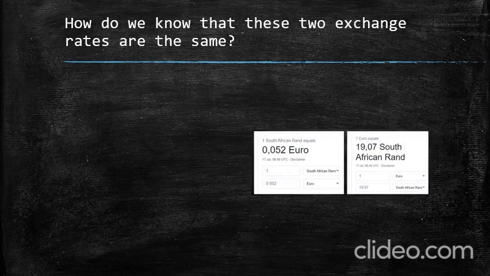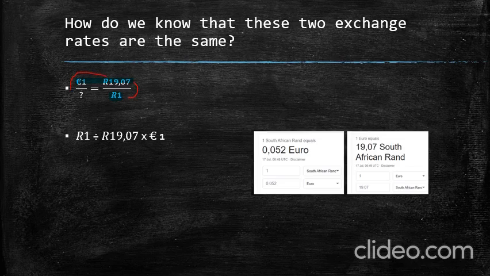So how do we know that these two exchange rates are the same? So we've been working with the rand and the euro, but if we look at this, it actually is written in the two different formats. So if we have here that 1 euro is 19 Rand and 7 cents, I want to know how many euros there will be in 1 Rand. So we use what we call the magic method, which is divide up and times across. So it's going to be 1 divided by 19,07 times 1, giving me 0,052438 and so on.